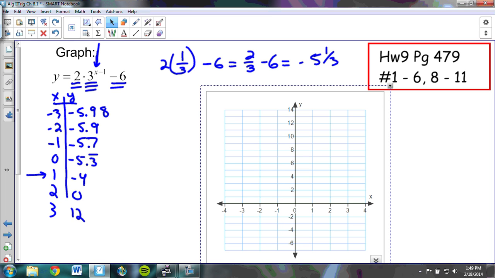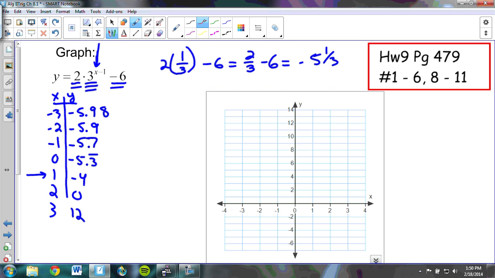So, I have the point 3, 12, which is here. I have the point 2, 0, which is here. 1, negative 4 is here. You can see how quickly these things decay if you're going backwards, how quickly they grow going to the right. 0, negative 5.3. Negative 1, negative 5.7. I don't expect you to graph these ones very accurately. What I want you to do is basically just get on that asymptote line, basically just get on where that line is going to be. And it's okay if you touch it, but try to not go underneath it.